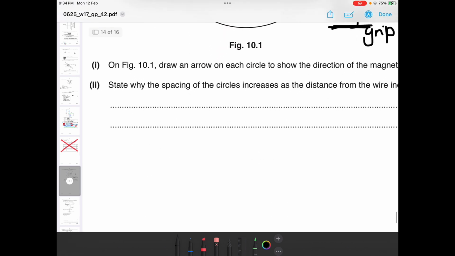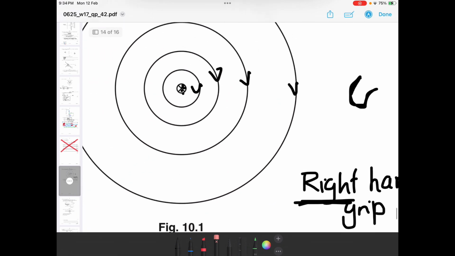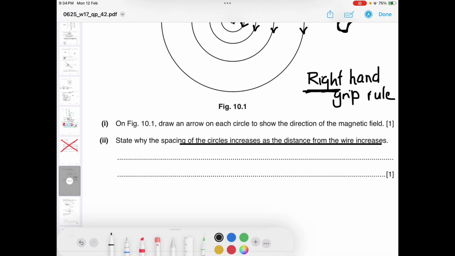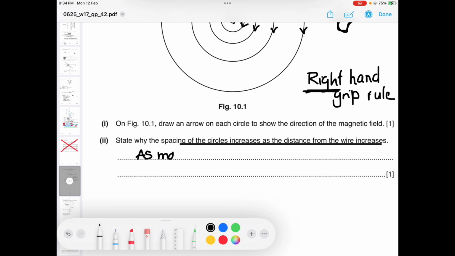It says state why. Wait, let me draw these arrows better. State why the spacing of the circles increase as the distance from the wire increases, as the magnetic field is getting weaker.